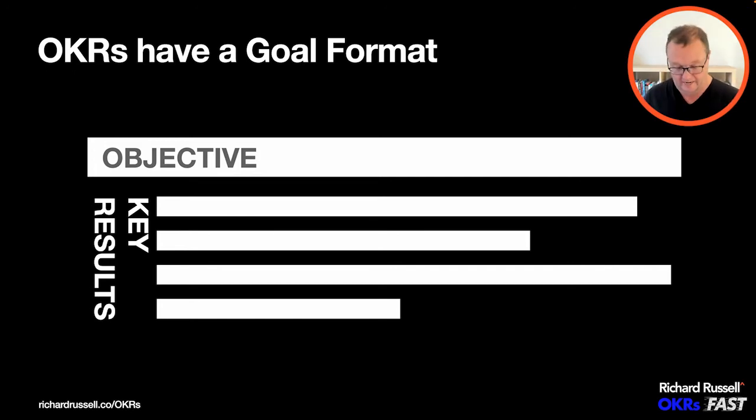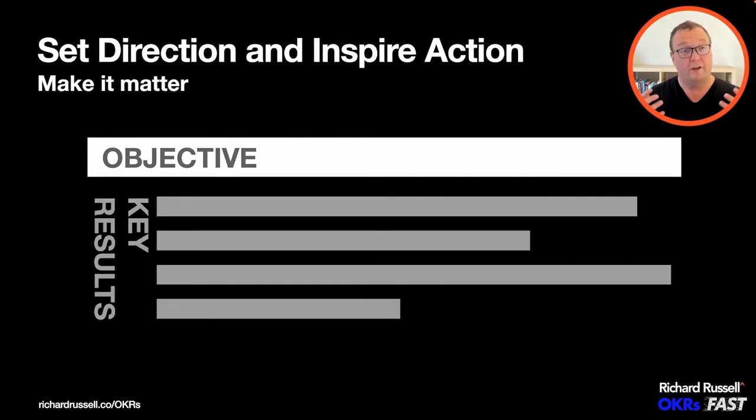There is, as I said, an objective at the top here, and there are some key results. Now we'll go into each of these in a little bit of detail in this session. So the objective is the sort of title for your set of key results. It's the thing that you're trying to achieve. It's intended to set direction and inspire action. Because remember, OKRs are really about communicating with people and about creating results, right? So the objective should be something that motivates and inspires people.